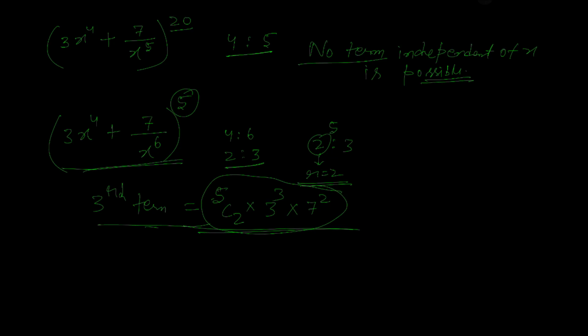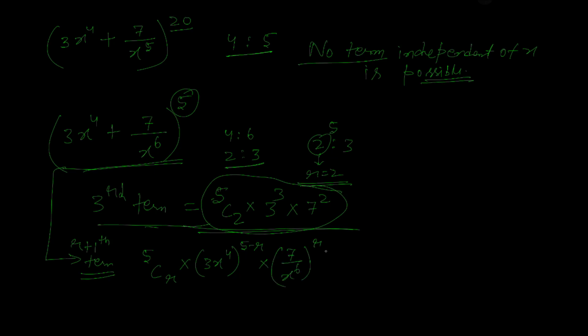There is a theoretical explanation to this also. I'll take this example and I'll explain. If I randomly take the (r+1)th term, what do I get? I get 5Cr into (3x^4)^(5-r) into (7/x^6)^r. Now bring all the numbers together: 5Cr into 3^(5-r) into 7^r. So this is the coefficient.